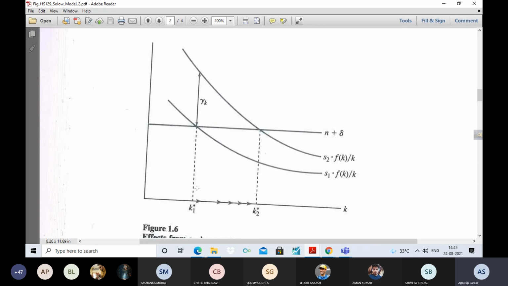However, slowly, as the economy inches towards the new steady state, K2 star, the positive growth rate keeps on falling until it reaches zero. What does happen, however, is that there's a permanent increase in the level values of the per capita variables, right? So in the long run, the levels of K and Y are permanently higher, but the per capita growth rates return to zero, right?